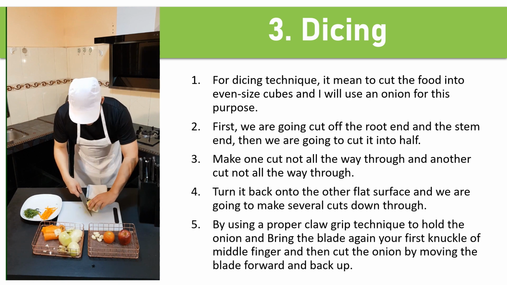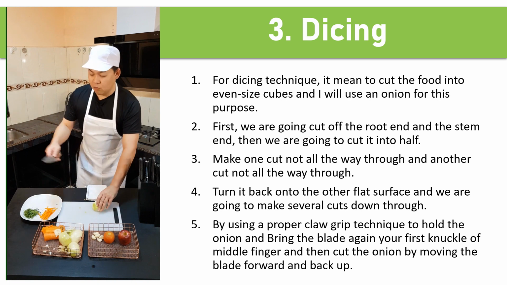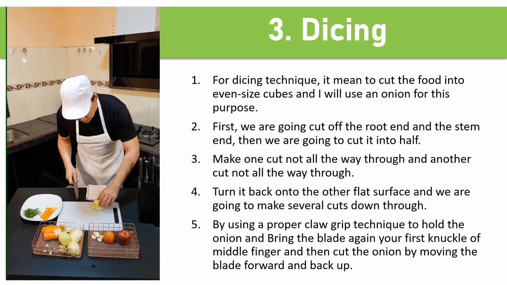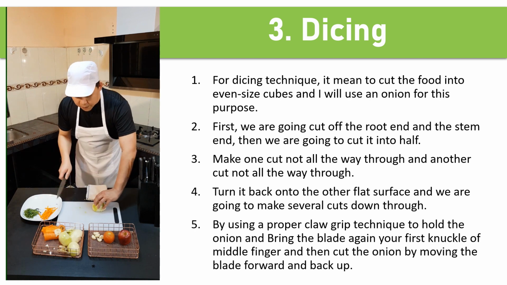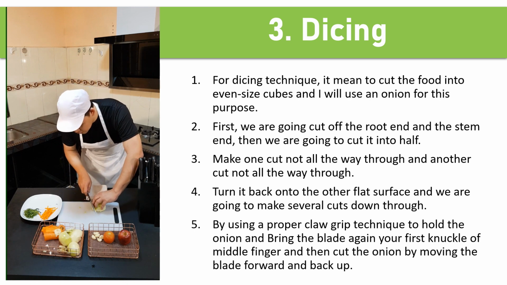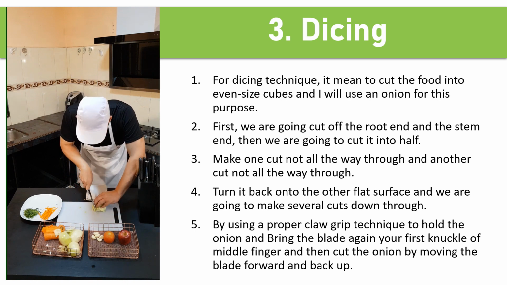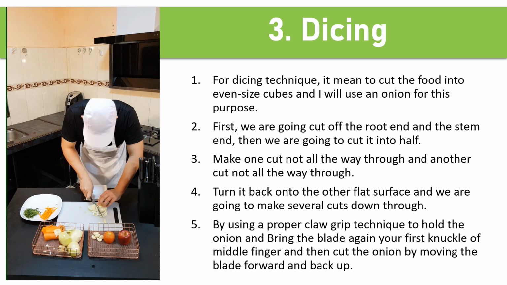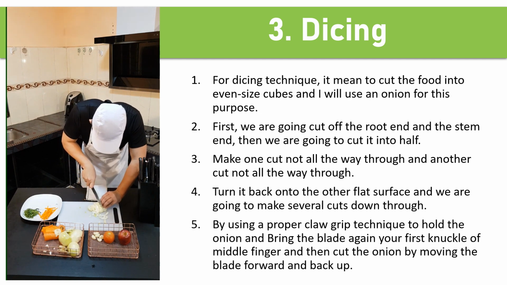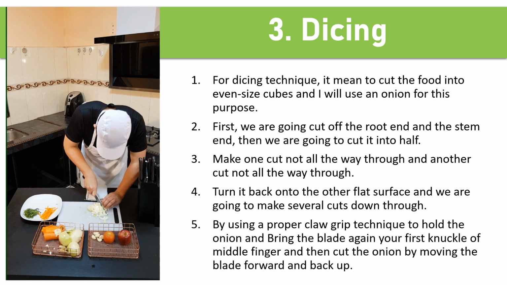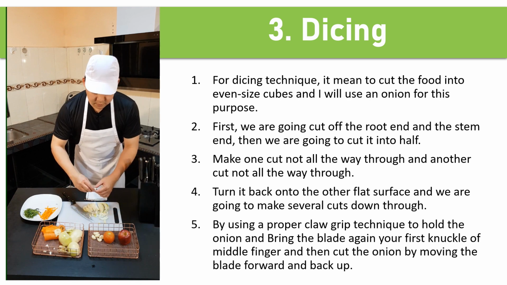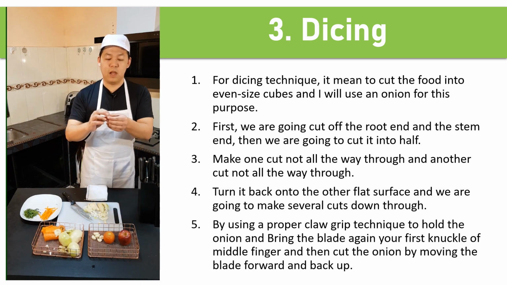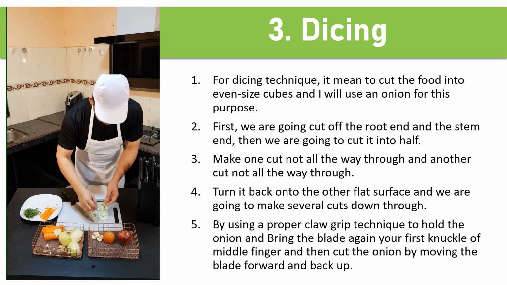Then we're going to hold this onion using a proper claw grip technique, and then you move your knife blade onto the first knuckle of your middle finger, and then you can start cutting the onion. Now you will get your diced onion. It will look like this.